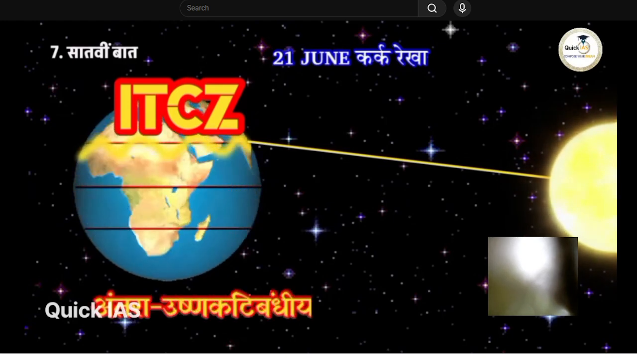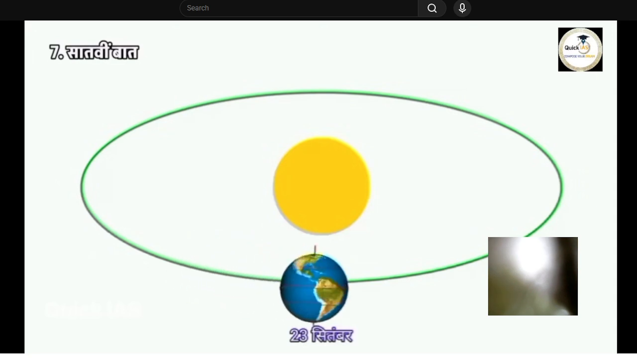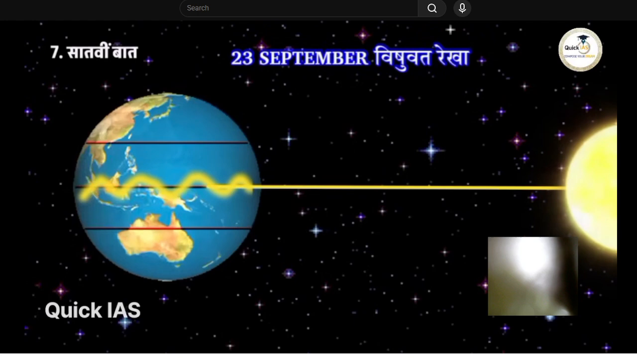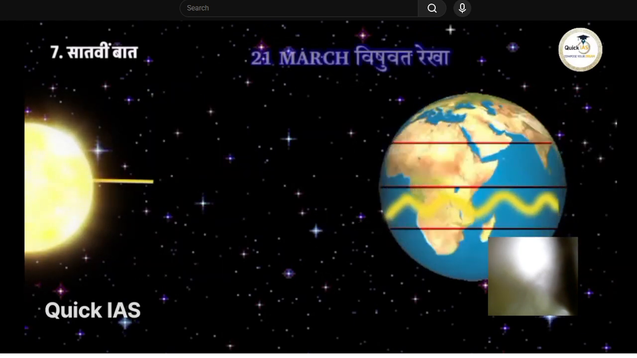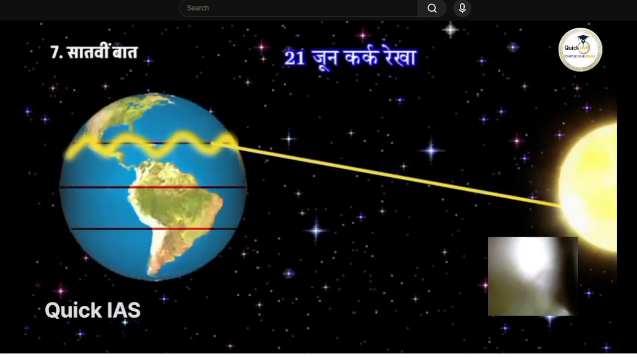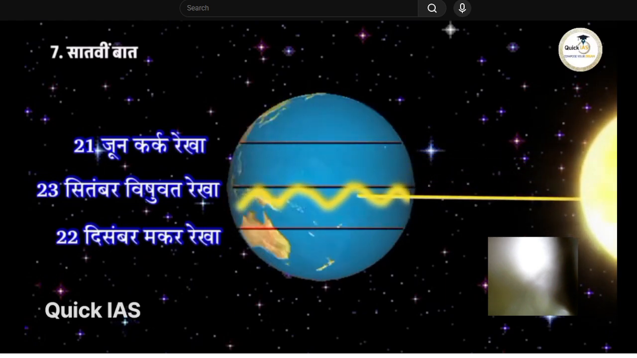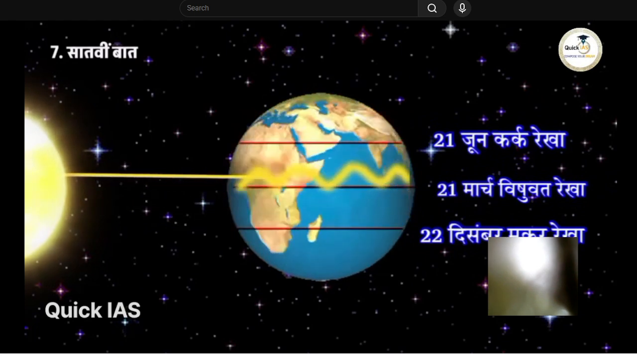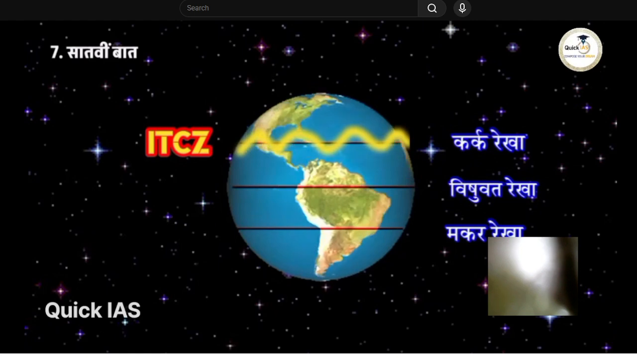When the Earth moves forward, on 23rd September, the sun rays fall perpendicularly on the equator, and on 22nd December on the Tropic of Capricorn, then on 21st March on the equator, and then on 21st June on the Tropic of Cancer. So wherever the sun rays fall perpendicularly, the area becomes hot and an ITCZ, that is, a hot belt, gets formed. The ITCZ is formed from the Tropic of Cancer through the equator to the Tropic of Capricorn, and from the Tropic of Capricorn through the equator to the Tropic of Cancer.